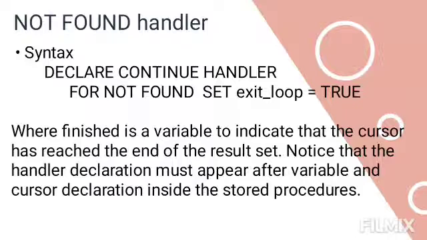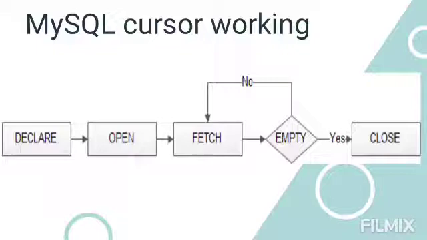Here I demonstrate a picture of the cursor working. First we declare a cursor, then we open the cursor. After opening, we need to fetch some rows. Sometimes the result is empty. If it is not empty, then we need to fetch another row, until the result set is empty. Whenever the result set is empty, we close our cursor.